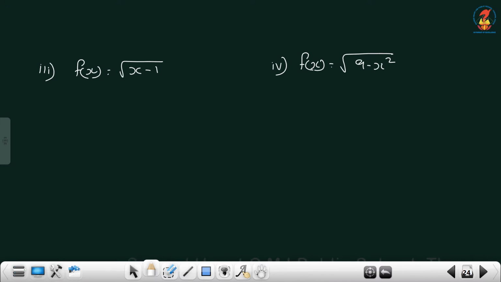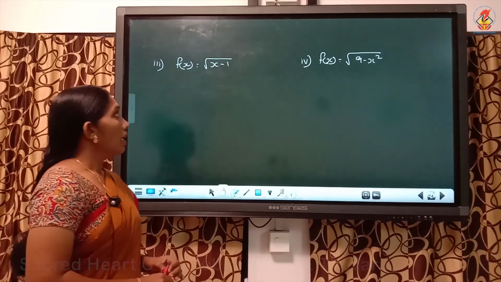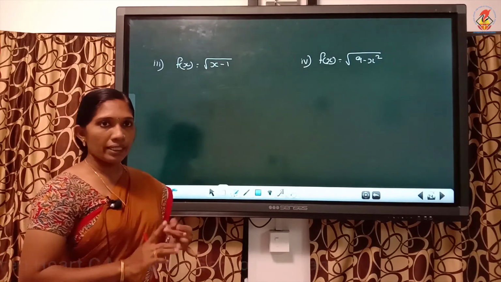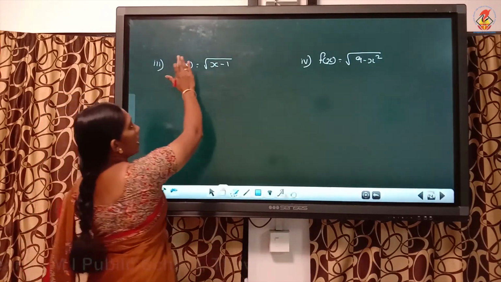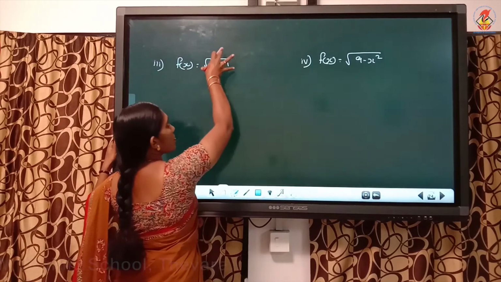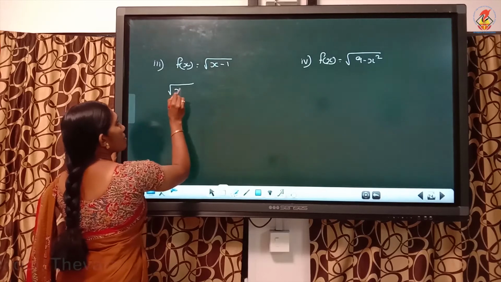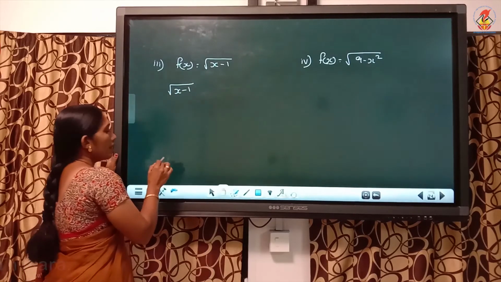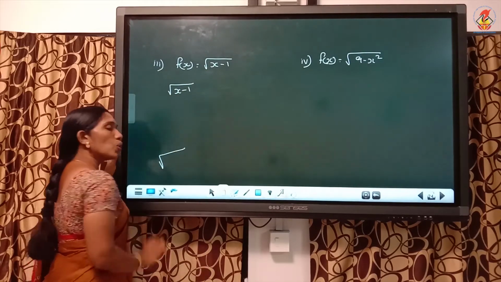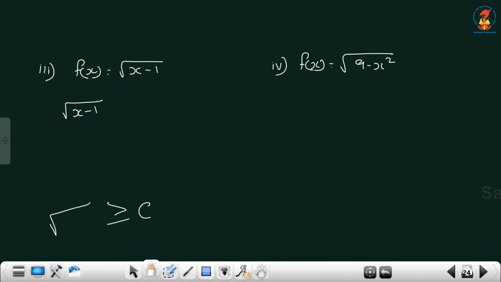Now the next one, f of x is root of x minus 1. We have to find the domain and range. For domain, children, you have to consider only this part. So I am taking that x minus 1. Then we have studied this root of a number is always greater than or equal to 0.